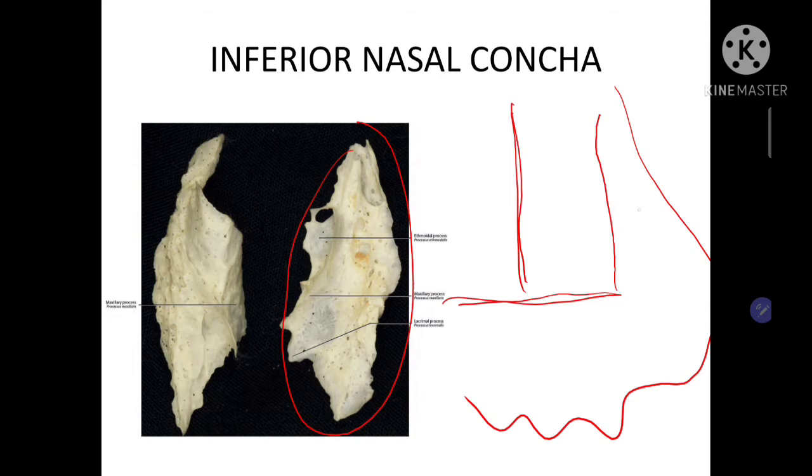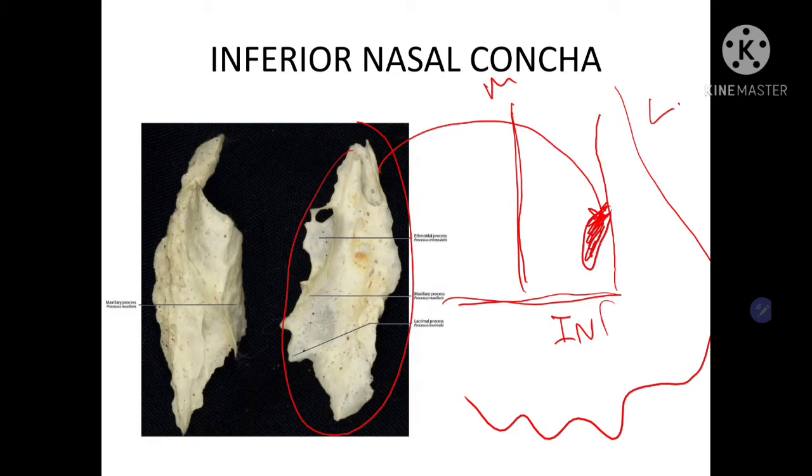And here we have the ascending process or frontal process of the maxillary. So this is lateral, this is medial wall, this is inferior, and then the inferior turbinate goes here. It's an isolated bone. This is a turbinate.